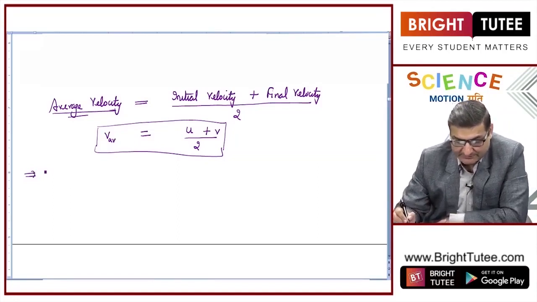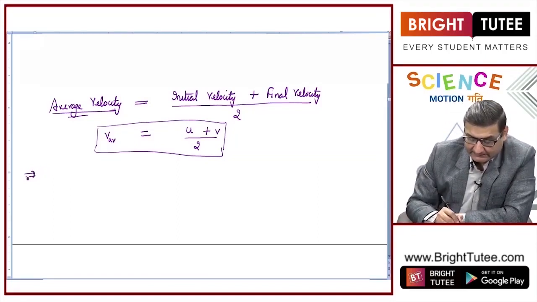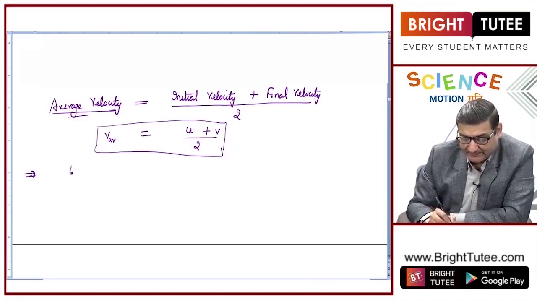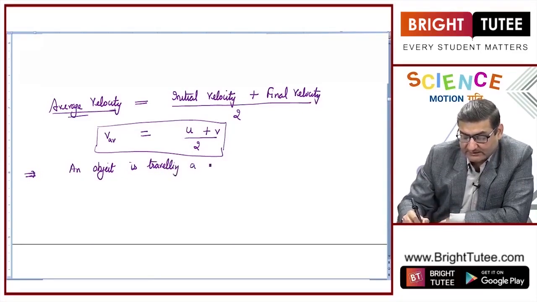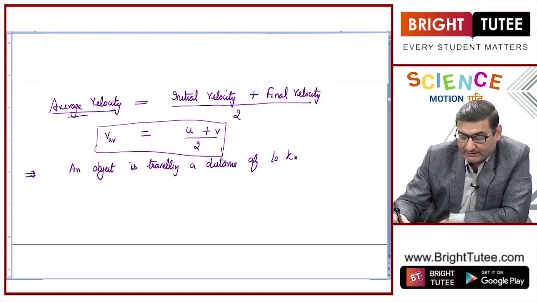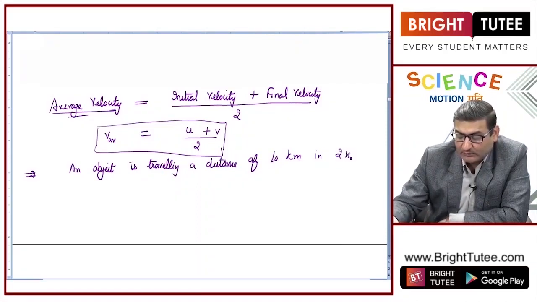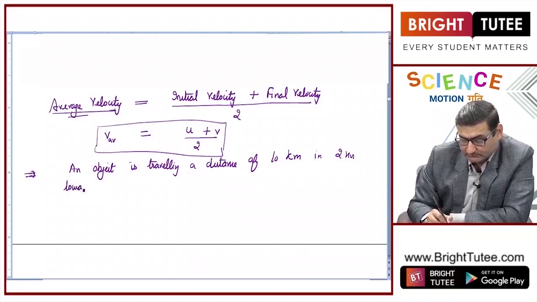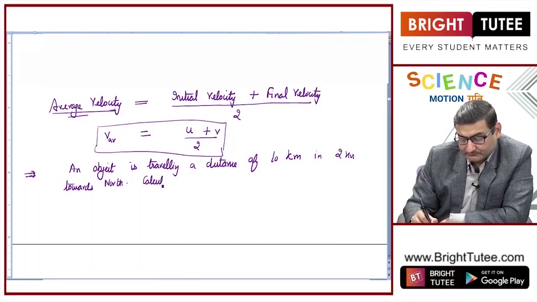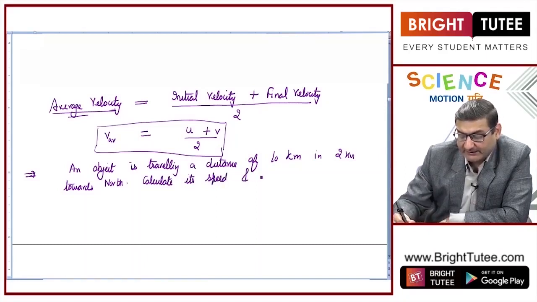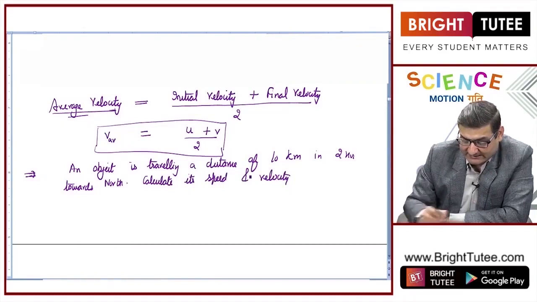Let us take a simple question first. Let us say an object is traveling a distance of 10 kilometers in 2 hours towards north. Calculate its speed and velocity.